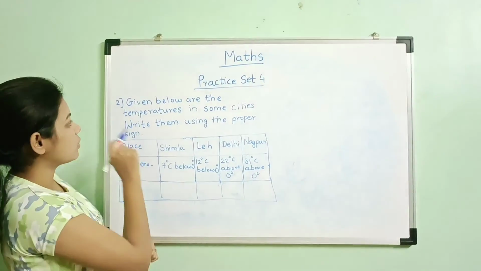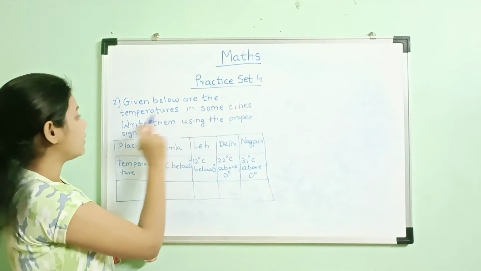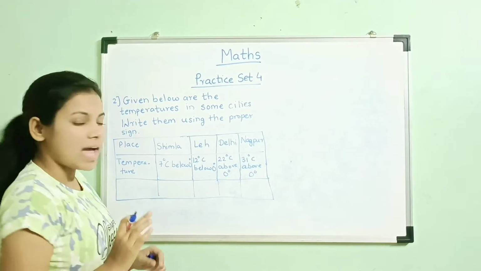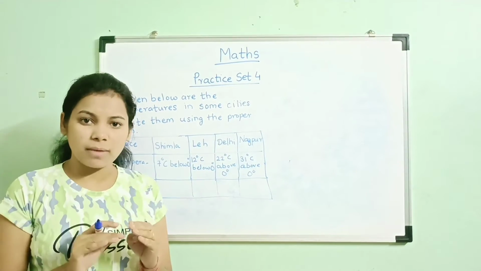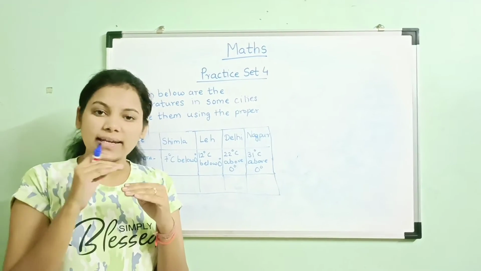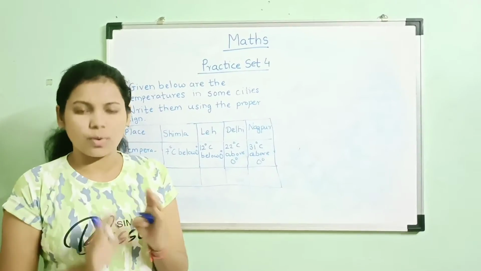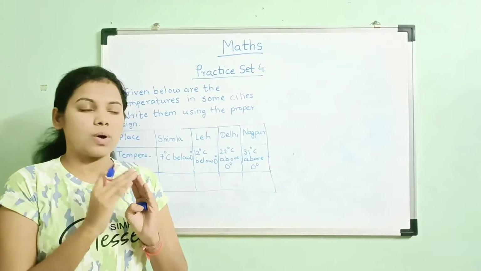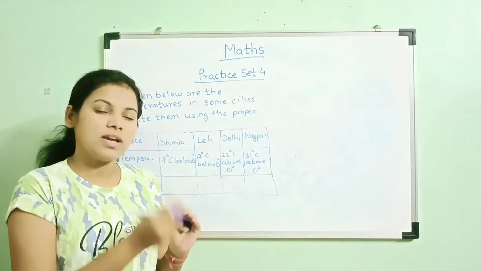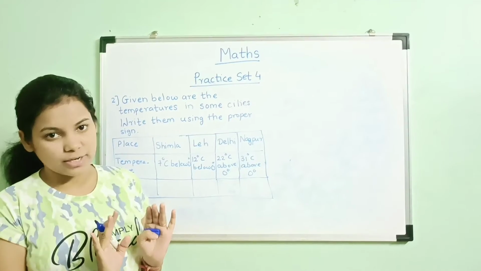Now, what is question 2? Given below are the temperatures in some cities. Write them using the proper sign. As we have discussed, on the thermometer there are positive values above 0 and negative values below 0, same as the number line. Because on the number line, there are positive values on the right hand side of the origin and negative values on the left hand side of the origin.